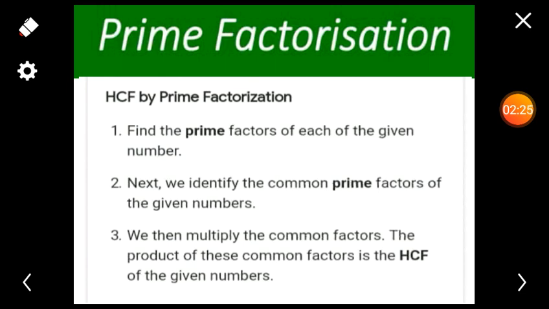Next, I will discuss the prime factorization method of finding HCF. Here are the steps to find HCF by prime factorization method. Find the prime factors of each of the given numbers. Next, we identify the common prime factors of the given numbers. We then multiply the common factors. The product of these common factors is the HCF of the given numbers. That is, there are three steps to find HCF by prime factorization.